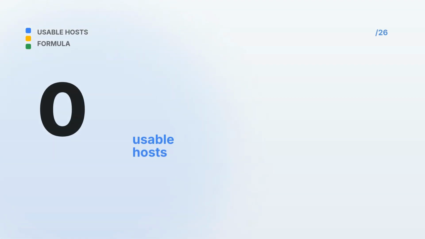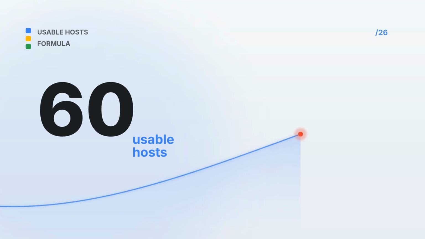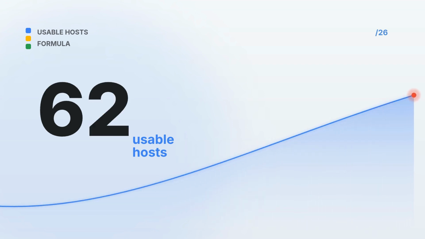To find usable hosts, take 2 to the power of the host bits, then subtract 2 for the network and broadcast addresses. A /26 has 6 host bits, so 2 to the 6 minus 2 gives 62 usable hosts.